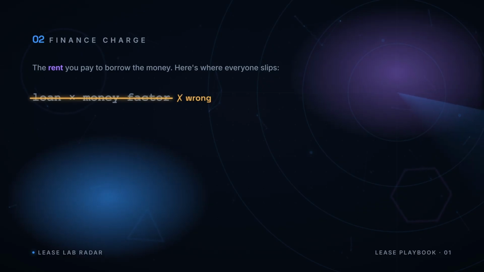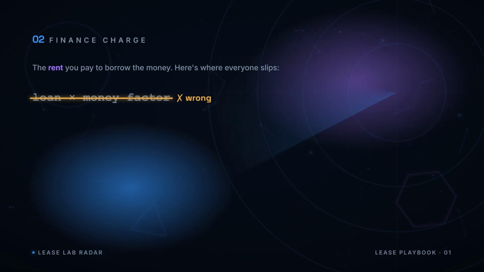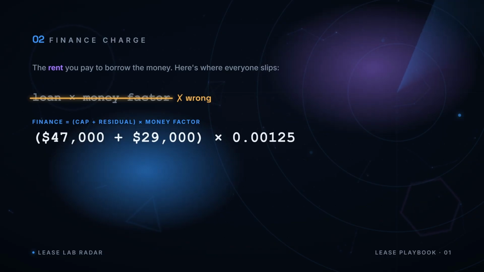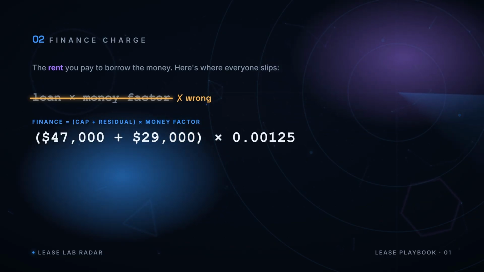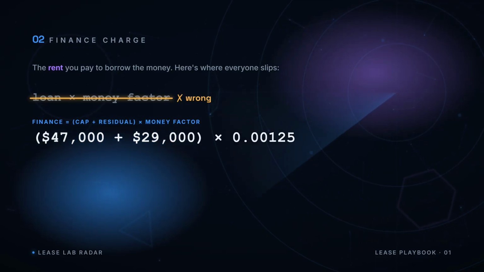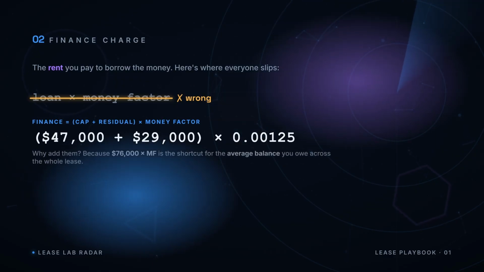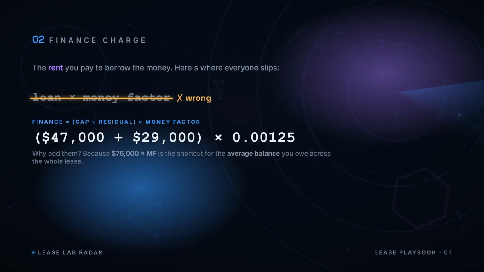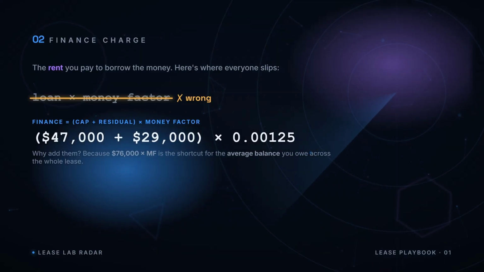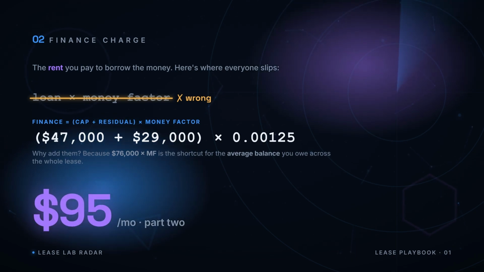Here's the mistake almost everyone makes. They multiply the loan by the money factor and stop. Wrong. You add the cap cost and the residual together first, then multiply. Why add them? Because over the lease, your balance starts high and ends at the residual. Adding the 2 and using the factor is the shortcut for the average you owe the whole way through. So, $47,000 plus $29,000 is $76,000 times 0.00125. $95 a month. That's part 2.